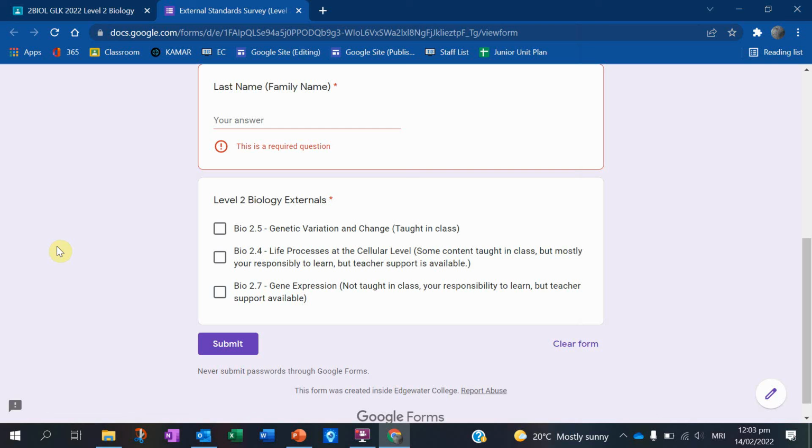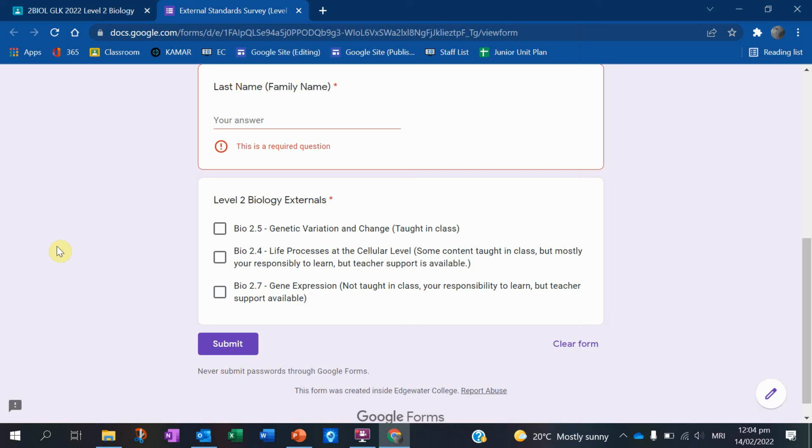So what I need you guys to do is fill in this survey so that way I know if you're just planning to take the standard external that we offer or if you wanted to do some more. And then that helps me decide what side pads to give you. Does that make sense? So that is the first thing on the agenda.